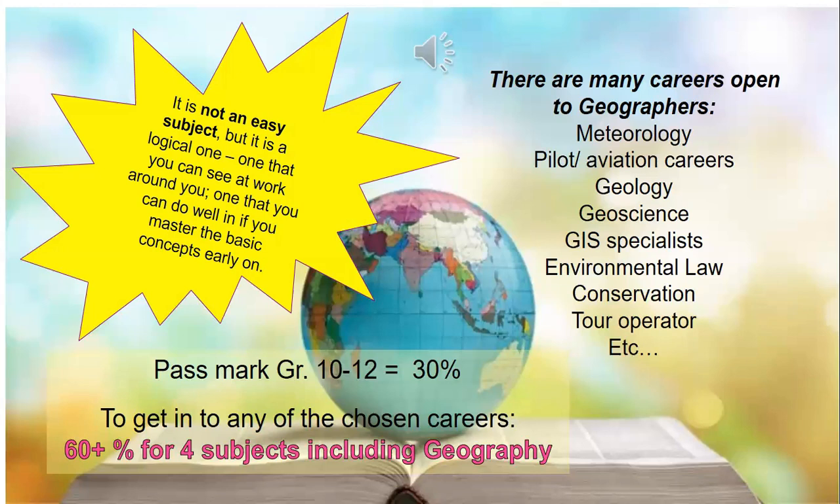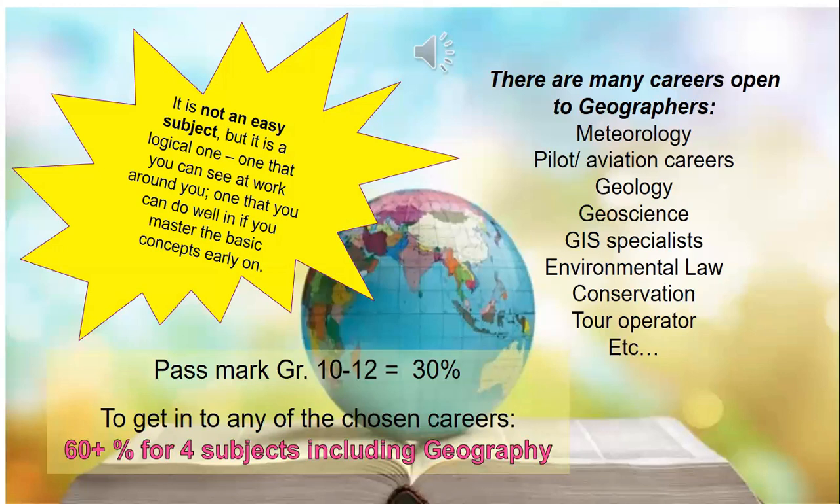There's also environmental law, so you can actually go into law and specialize in environmental aspects. There's conservation, and then some of the other things that aren't directly linked to geography but you need geography for are things like if you want to be a pilot or any other aviation career, so a flight attendant, a steward, a ground crew even. All of those people require geography as part of their studies.